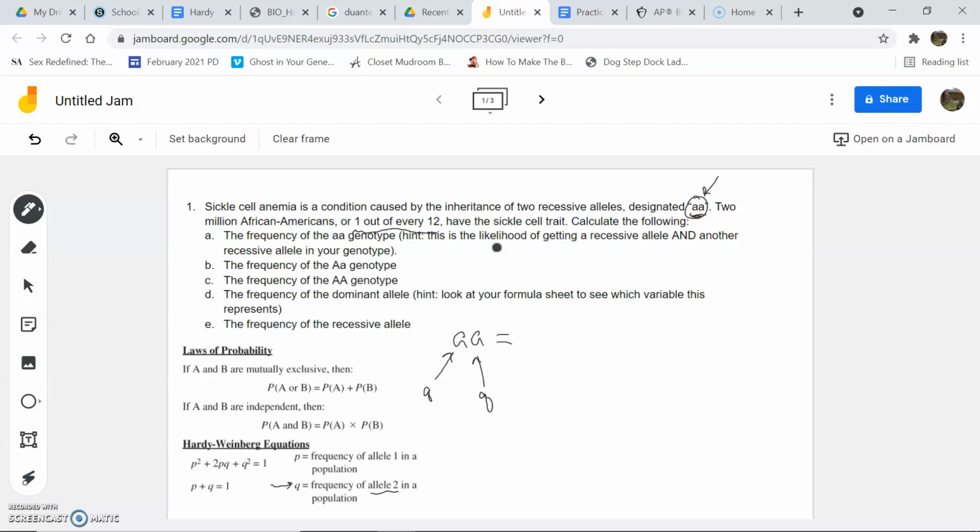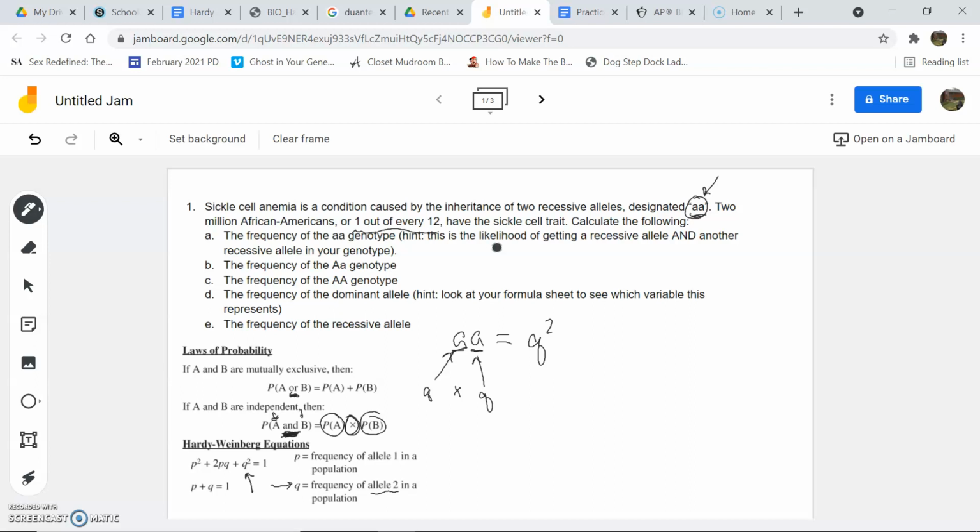What were the chances of getting this and this at the same time? Remember, laws of probability, if it's an and situation, not an or situation, but an and situation, the probability of the first event and the second event, you multiply the probabilities together. So you take this and you multiply them. So we're going to take Q times Q, which is Q squared. And that's why this here exists, because it represents what little a is in the population.